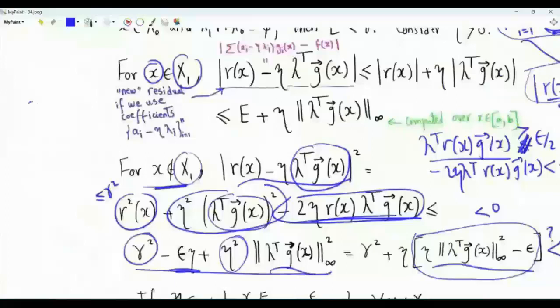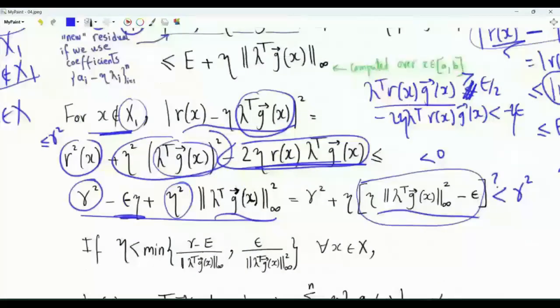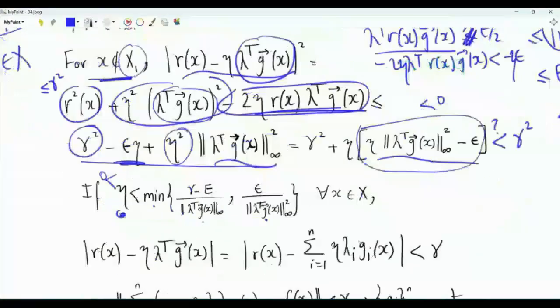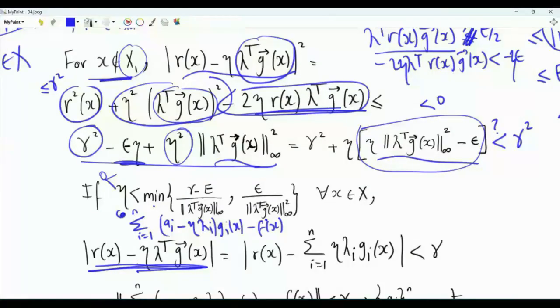We can now combine the two cases. Small x is in X1, small x is not in X1. This covers small x in big X. If we choose eta to be positive and strictly less than the minimum of these two quantities, then we are able to make the magnitude of this quantity, which again can be thought of as the residual, if we use the coefficients in the form of a i minus eta lambda i, we are able to make this magnitude for every small x in big X strictly less than gamma. The a coefficients are definitely not optimal.